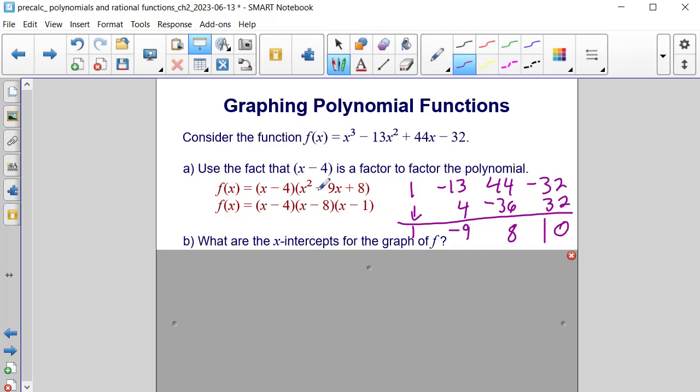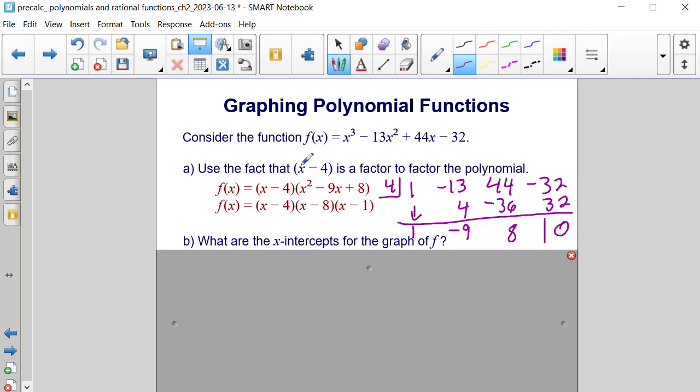Therefore, the polynomial can be simplified to be x minus 4 times x squared minus 9x plus 8. And then we can further factor it because there are factors of positive 8 that add up to negative 9, and they are negative 8 and negative 1. So the polynomial, when fully factored, is f of x is equal to x minus 4 times x minus 8 times x minus 1.